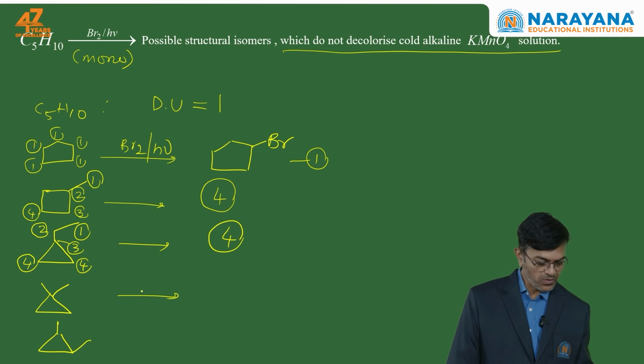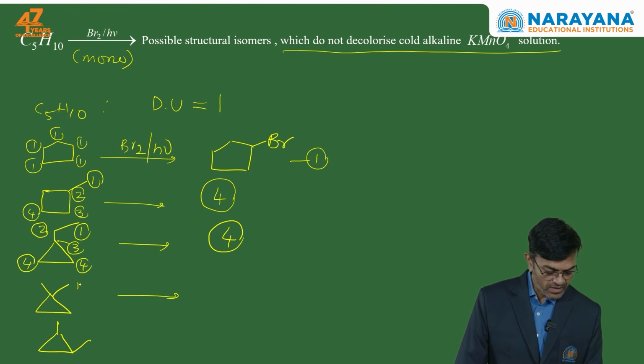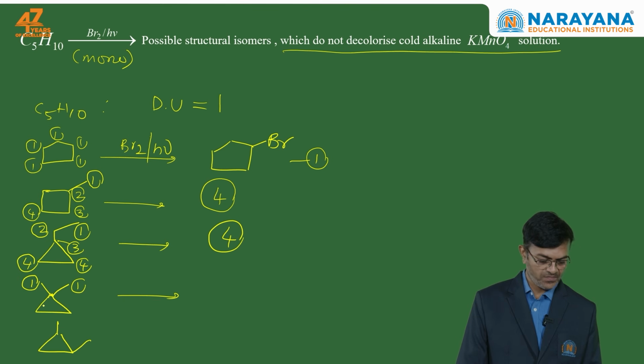And now let us go to the fourth one. Here or here same. Here already its valence is completed with 4 bonds, no hydrogens are present. And here or here it makes no difference. So it has only 2 types of hydrogen.